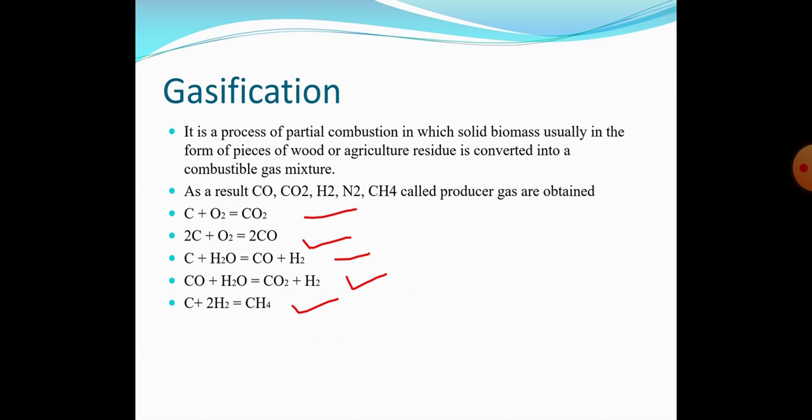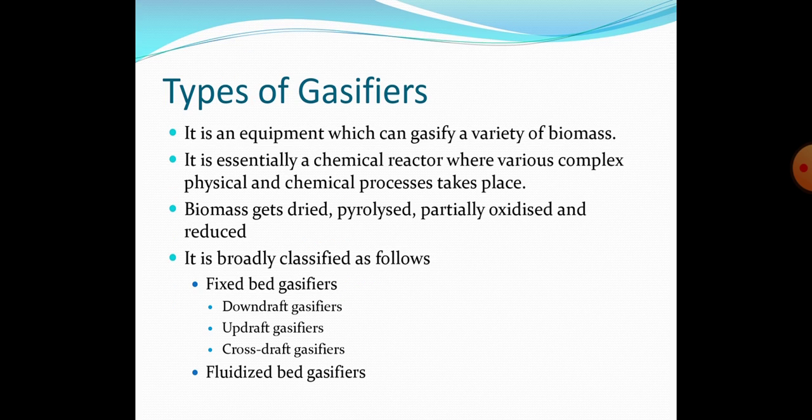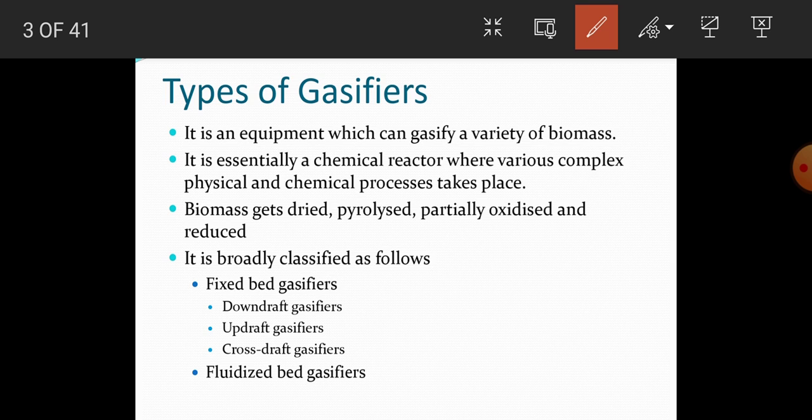Now we are going to discuss various types of gasifiers. First of all, what is a gasifier? It is equipment which gasifies a variety of biomass. It is essentially a chemical reactor where various complex physical and chemical processes take place. Here biomass gets dried, pyrolyzed, partially oxidized, and reduced.